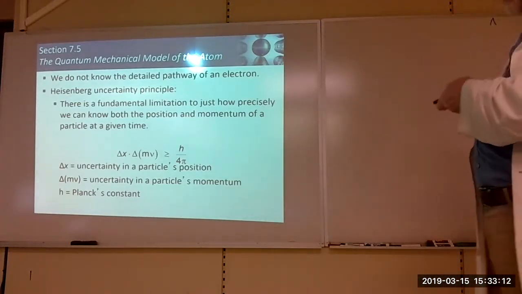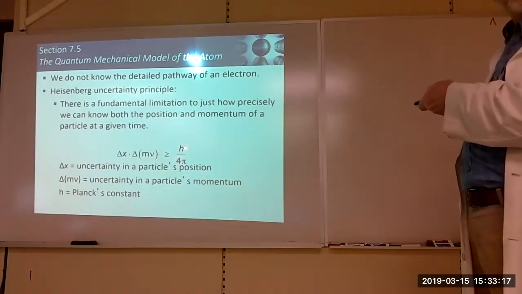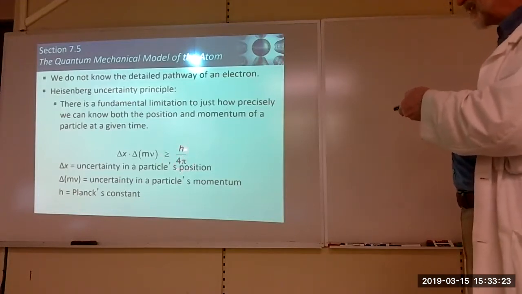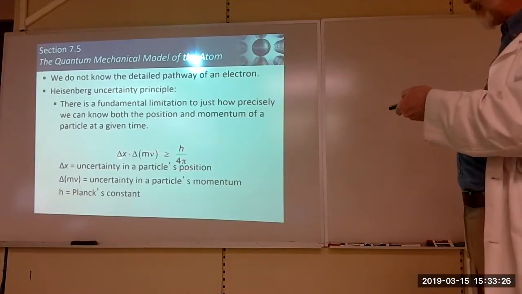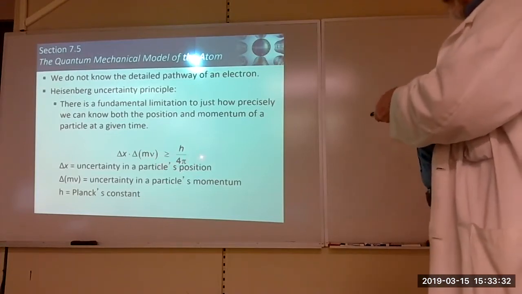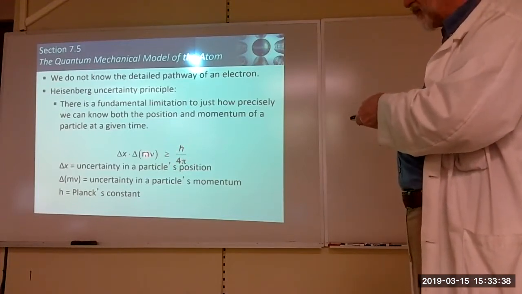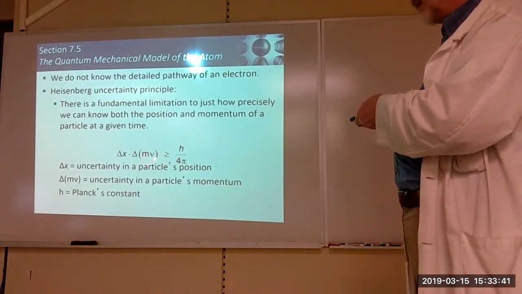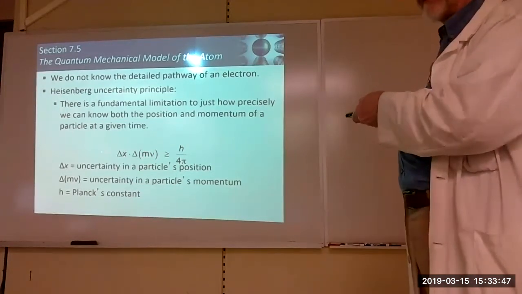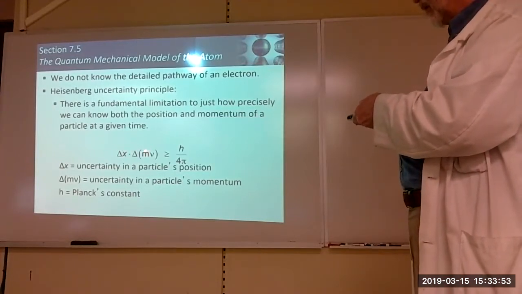Okay, Planck's constant is a constant, so divide by 4 pi, this has got to be a constant too. That constant sets the limit. This value has to be greater than or equal to that. It can't be less than. So if it's constrained by this constant, that means that as the mass gets small, if this is really small, then that one's got to be really big. Or if this one's really big, that one has to be really small.